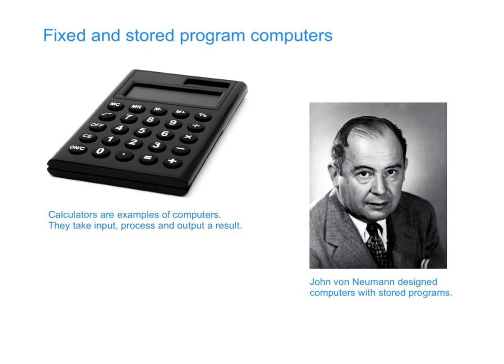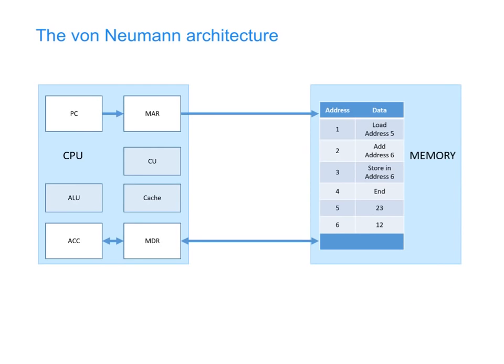In 1945, the mathematician and physicist John von Neumann described the first design for modern computers that had stored programs. This way of designing computers became known as the von Neumann architecture. The von Neumann architecture has key characteristics.